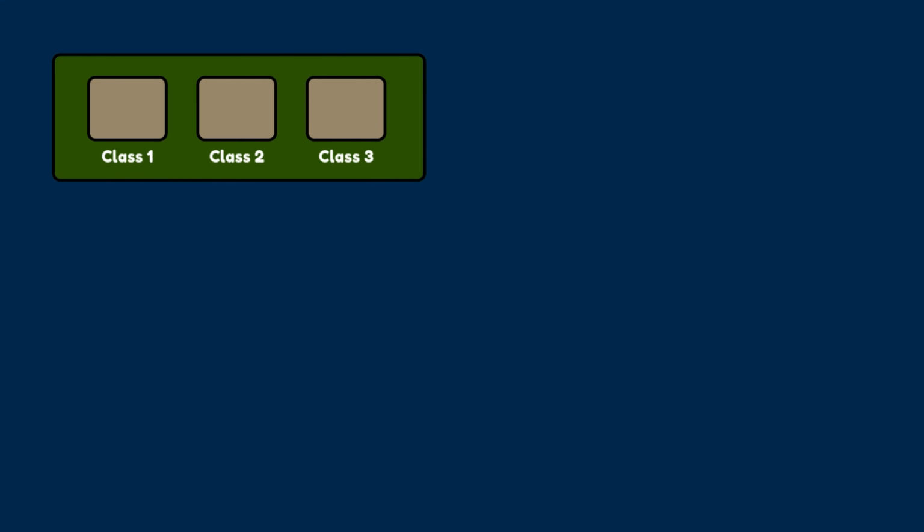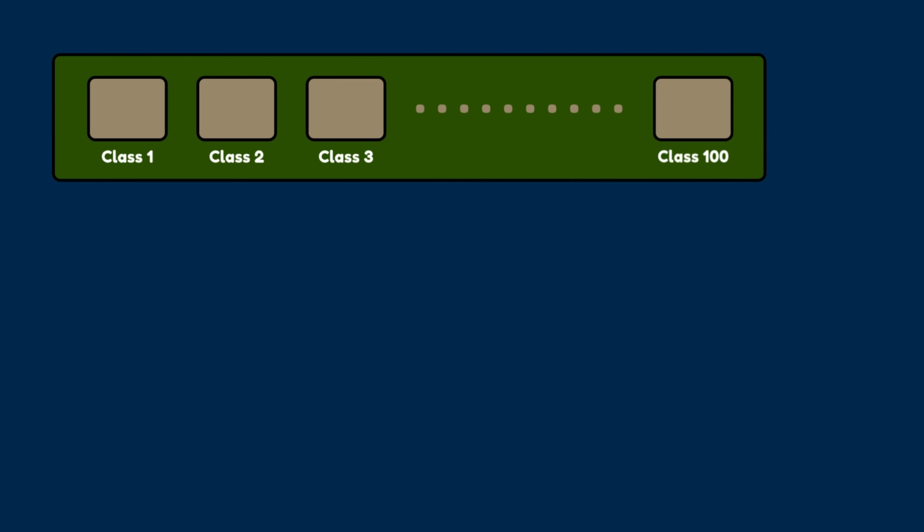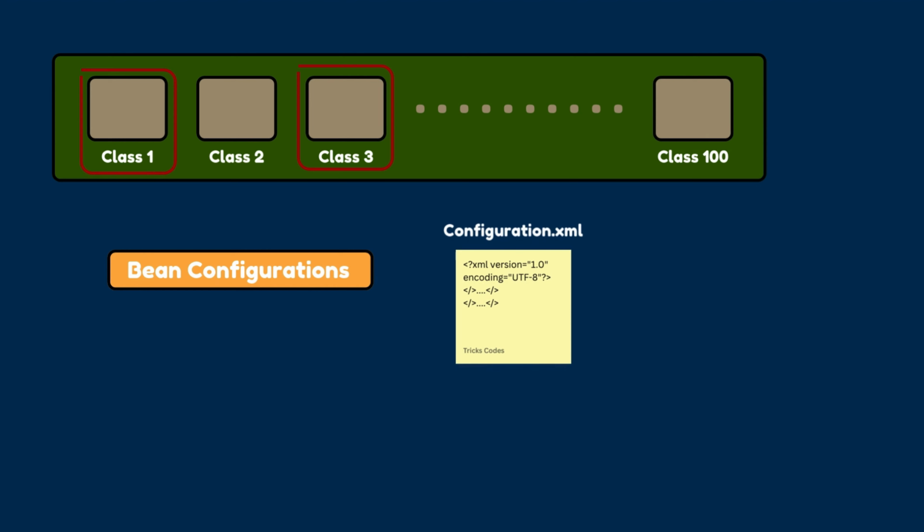Will Spring create objects for all these three classes? Of course it will create. But what if we have 100 classes in our project? Will Spring create objects for all these classes? Of course it will. But do you require objects for all the classes? No, right? Sometimes we require objects for only a few classes. Then how can we tell our Spring framework to create objects for only those classes which we require? So it is basically using the bean configuration in the configuration.xml file.